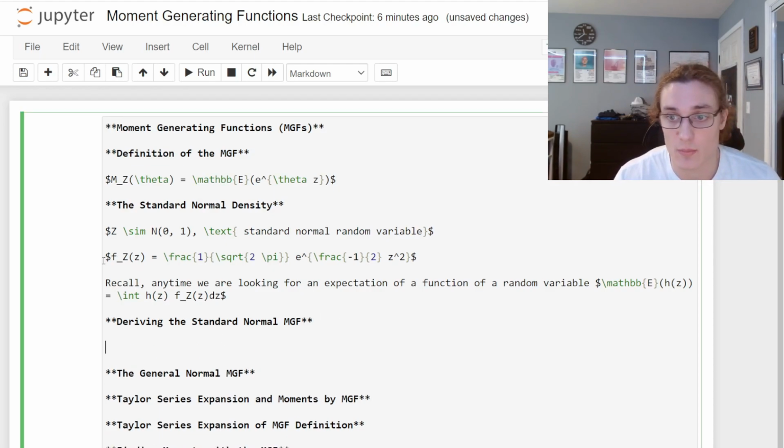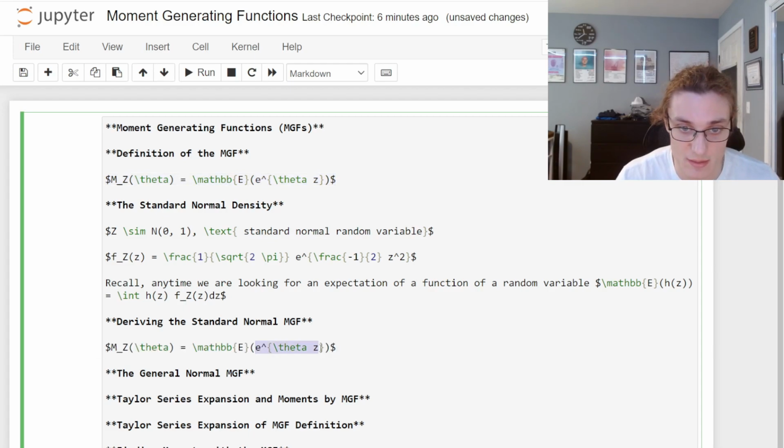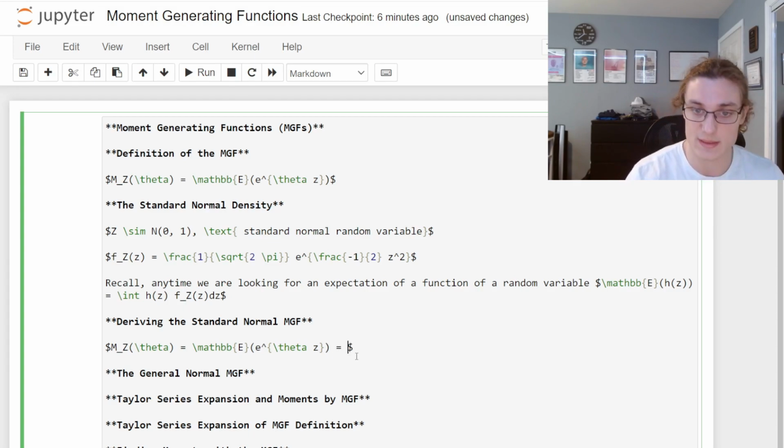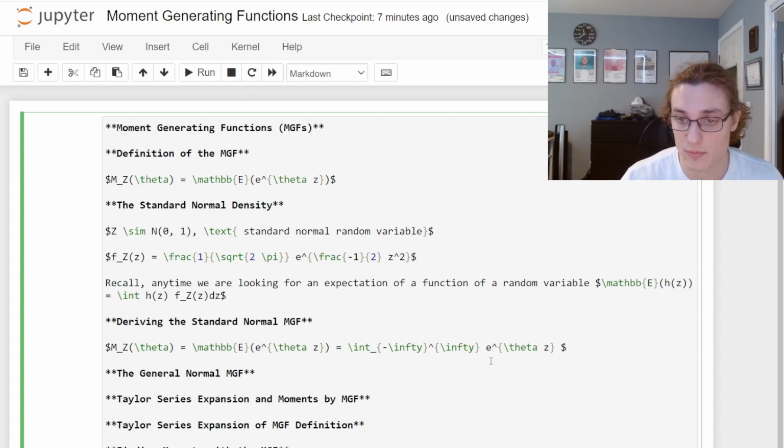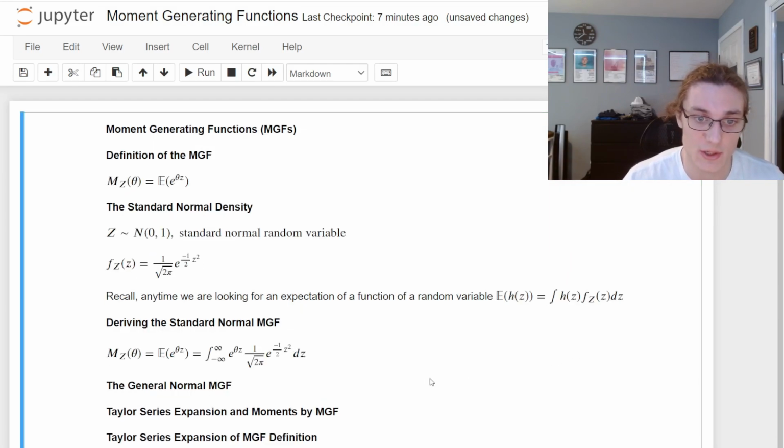So what we're going to do is set up this equation. We're going to say that the moment generating function is equal to the expectation outlined right here. But now we are going to say this is equal to the integral over the support, and if you know the support of the standard normal random variable, we know it's negative infinity all the way to infinity. Then we are going to throw in the e to the theta z, which is acting as our h of z. And then we're going to have the rest of our probability density function for a normal random variable, which we defined earlier. Okay.